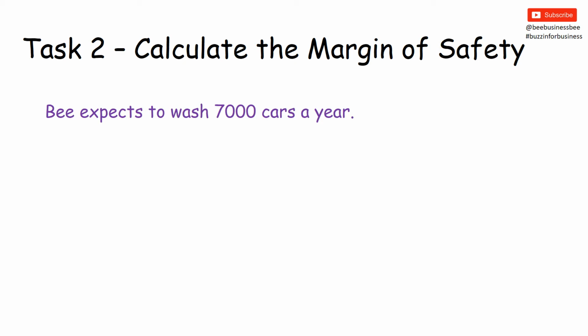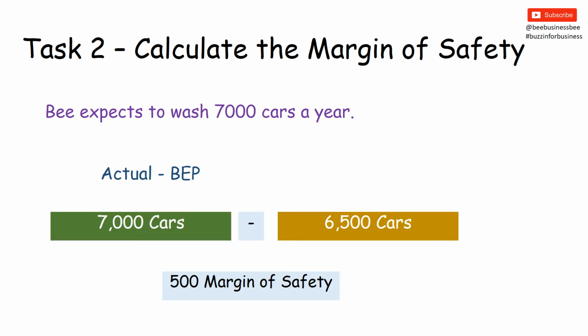So, task 2. Calculate the margin of safety. B expects to wash 7,000 cars a year. Pause the video while you have this task and then unpause it to find out the answer. So, firstly you need to remember your formula, so it's your actual number or your predicted number subtracted away from your break-even point. So in this case, 7,000 cars is what he expects to do. We know the break-even point is 6,500 cars, and that gives you a margin of safety of 500 cars. If you got that right, well done, you completed task 2.